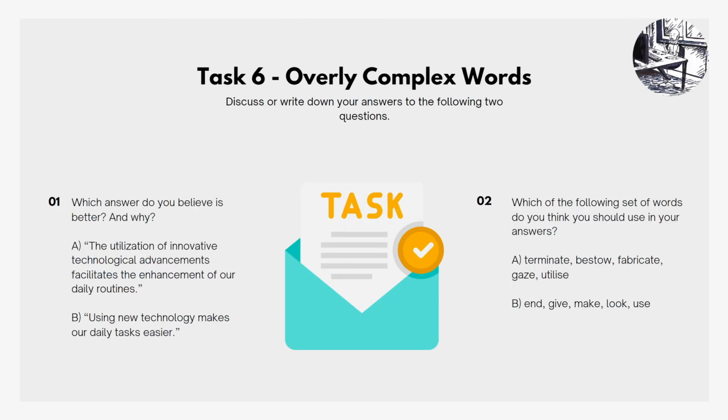Here are some questions for you to answer on overly complex words. Look at questions number 1 and 2. Once you have read both possible answers, choose the one that you believe is correct. Once you have finished, come back to the video.